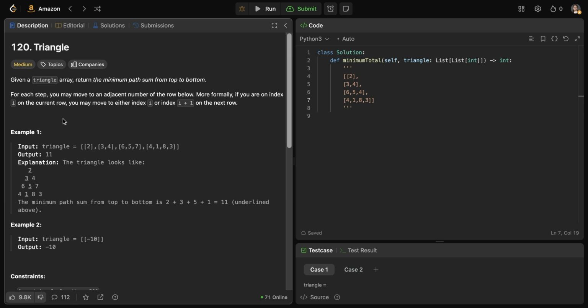So you have been given a triangle array as shown in example 1 here. What I mean by triangle array is that every row will have one element more, such that the array with nested arrays forms a triangle. It need not be an ever-increasing triangle. It can be increasing, decreasing, or mixed, but it is a triangle. And you have to return the minimum path sum starting from top to bottom.